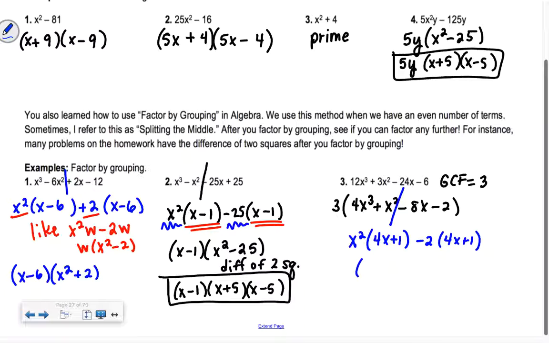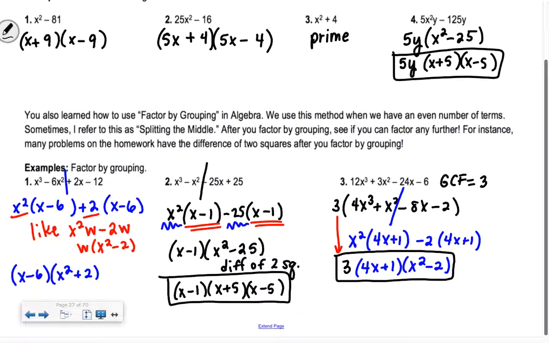So just for the factor by grouping part, I have the 4x plus 1, and then I have x squared minus 2. But don't forget, you also have the 3 from before, right? Okay, think about it. Can I go any further? No, I actually can't because I have x squared minus 2, which is not the difference of two squares, because 2 is not a perfect square. It's not like 25, 9, 16, 49. It's not one of those, okay? So we stop right there.